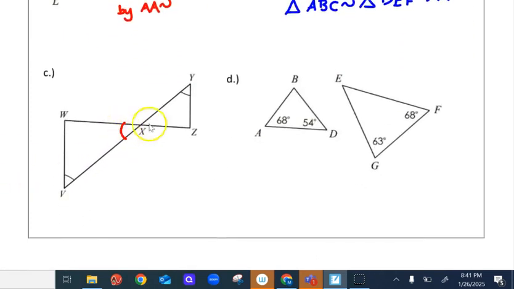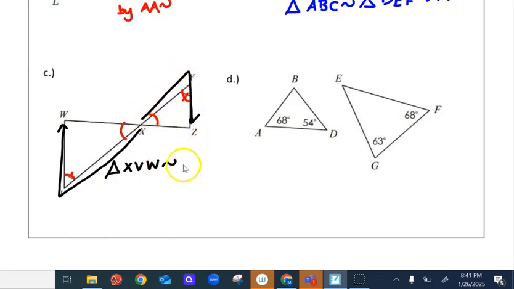How about here? We've got vertical angles that are congruent, and then the ones that they already gave us. So that is two triangles with two congruent angles. So we can say that triangle XVW is similar to XYZ by the AA similarity postulate.